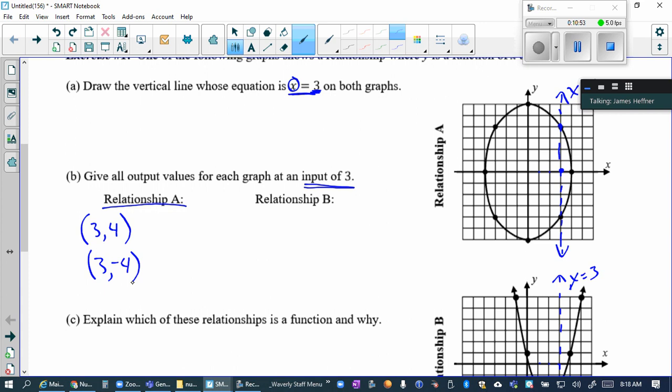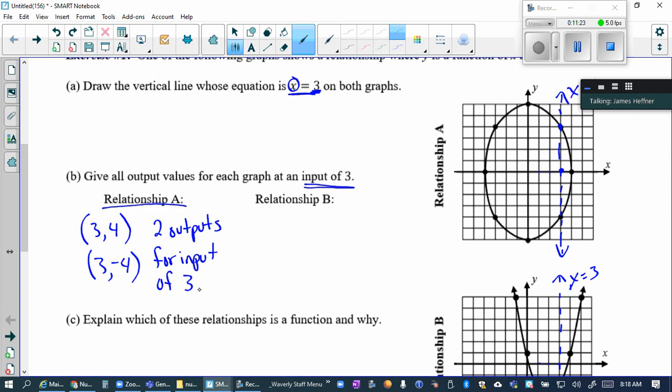But why does that work? Because if you look at our ordered pairs here, you see these inputs of 3? How many outputs does 3 have? It has 2. So it has 2 outputs for an input of 3. And that's why the vertical line test works.